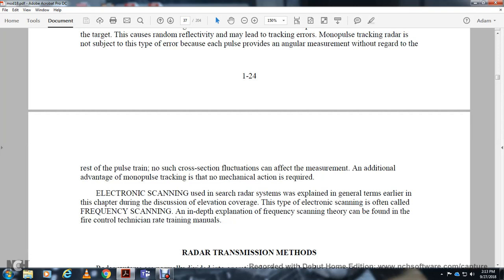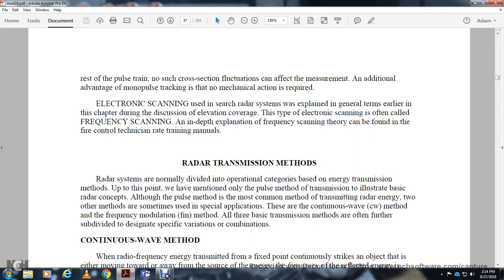Elevation coverage of this type of electronic scanning is often called frequency scanning. The depth of the explanation of frequency scanning theory can be found in the Fire Control Technician's rate and training manuals. Radar transmission methods. Radar systems are normally divided into operational categories.